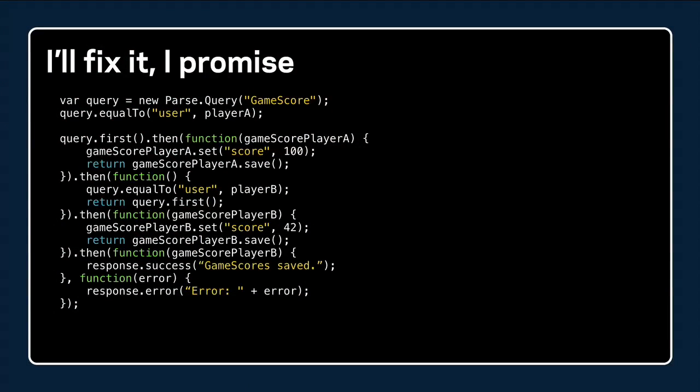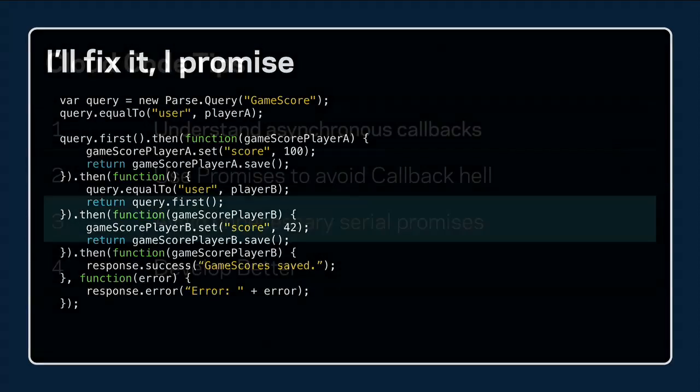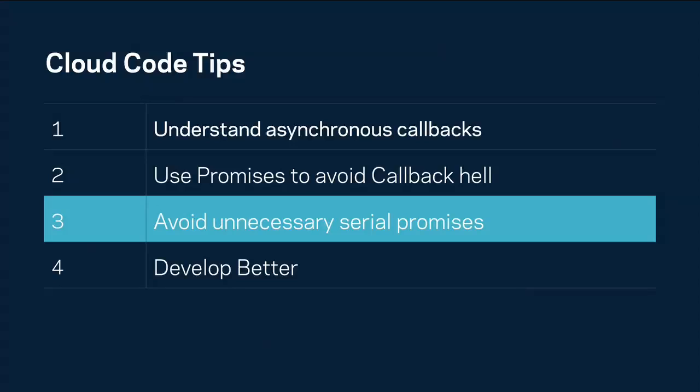So you can see how promises make your code much more readable. But there's another advantage to using promises, and that is it helps you parallelize operations easily. If you look at this code, we really don't have to wait for the first query to finish before we go and get player B's score and update it. We can probably just query for player A and player B's scores at once, update both objects, and save them at the same time. So let's go to my next recommendation.